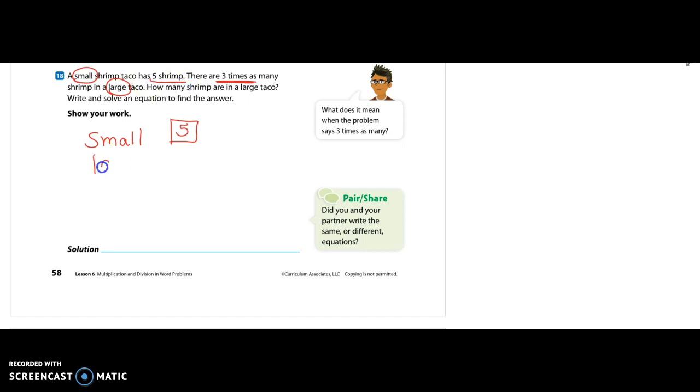And we'll add that a large shrimp taco has 3 times as many as. So we know that is represented by 3 boxes in our model. And we know that a small has 5 and a large has 3 of those 5s. 3 5s. And what is 3 5s? Well, 3 times 5 is 15. So the answer to our question, how many shrimp are in a large taco? We know that that is 15 shrimp. And so we'll write that here. 15 shrimp is our answer.